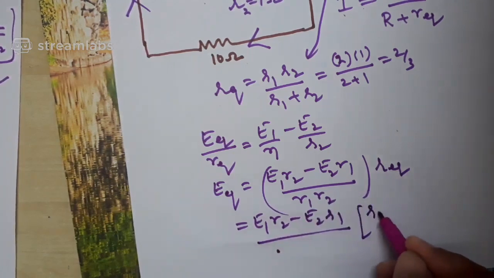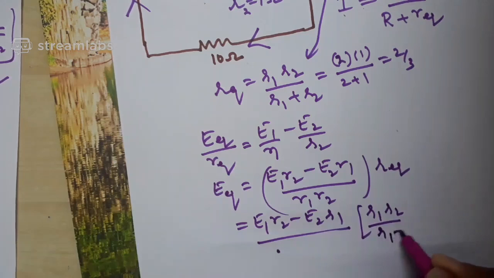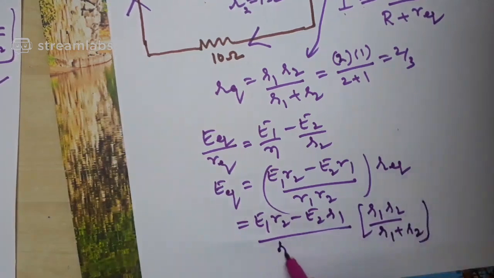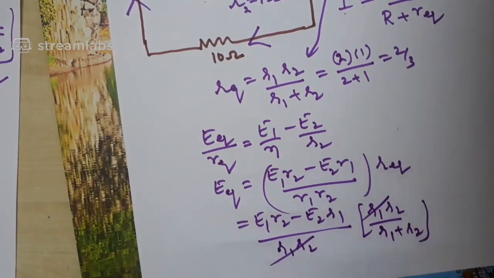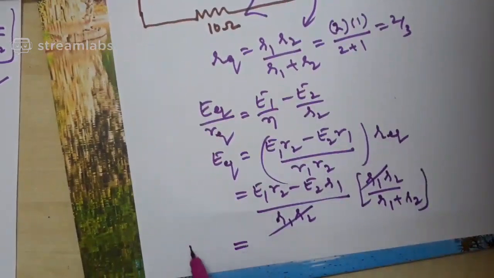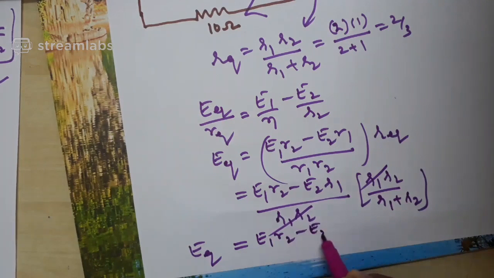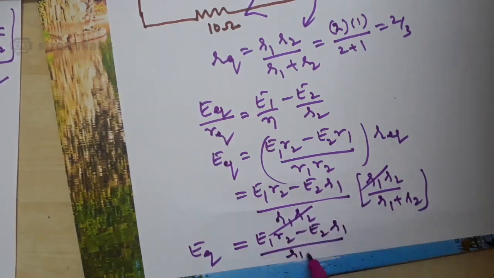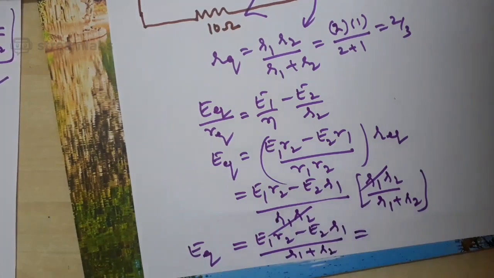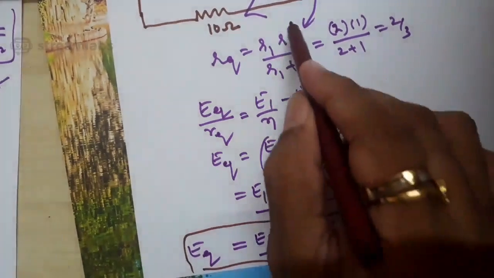R equivalent is nothing but R1 R2 by R1 plus R2. This is R1 into R2. Can I cancel R1 into R2? So what is the formula you got for E equivalent here in this case? E1 R2 minus E2 R1 by R1 plus R2. I think you understood this. This formula you need to remember. And this formula, the R equivalent formula.